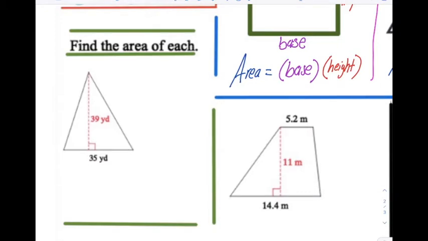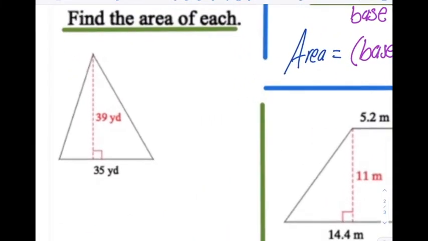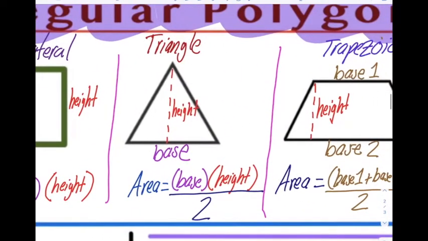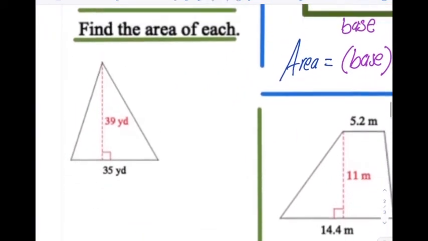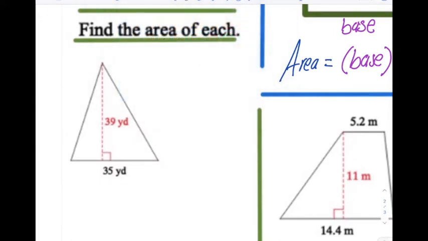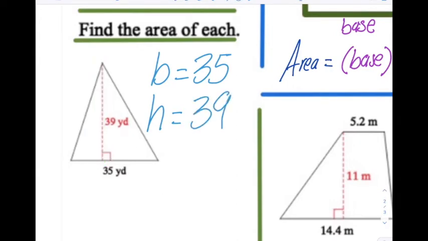Let us start here on the left side. It says find the area of each. And we're going to go with the simplest ones first. So this is a triangle. So I'm going to use these triangle notes right here. I need a base and I need a height. Well, the base is the bottom of this triangle, so that's 35. My base is 35 yards. My height, it's telling me it's 39 yards. So I have my base and my height.